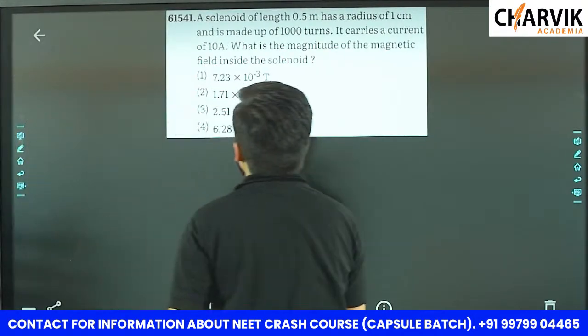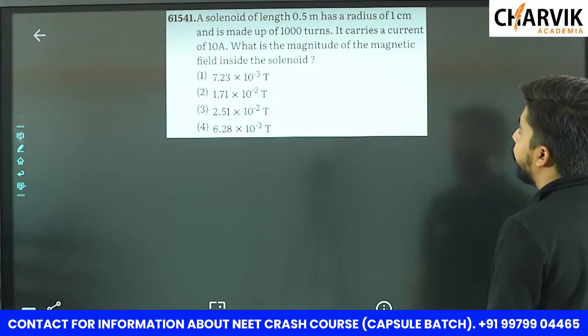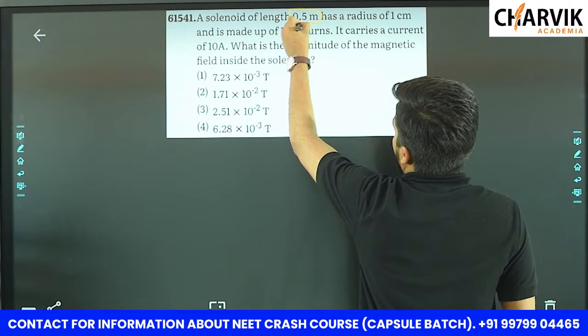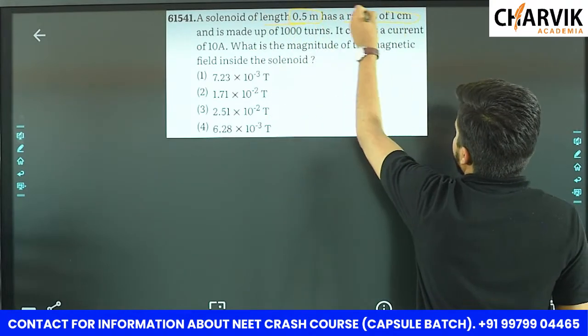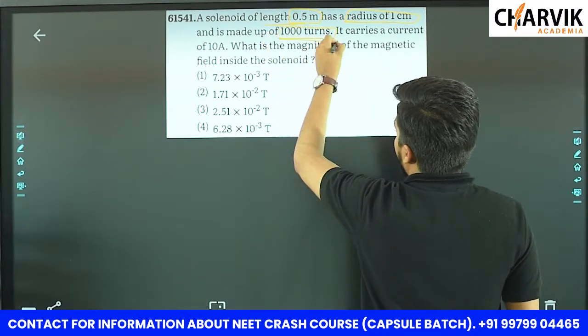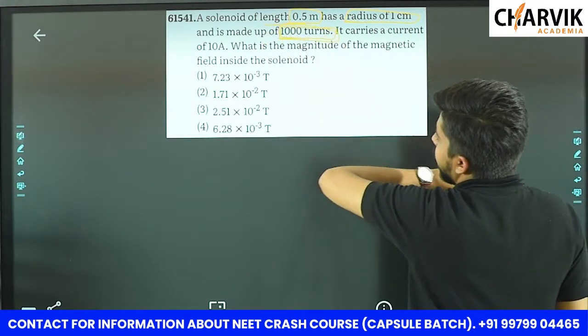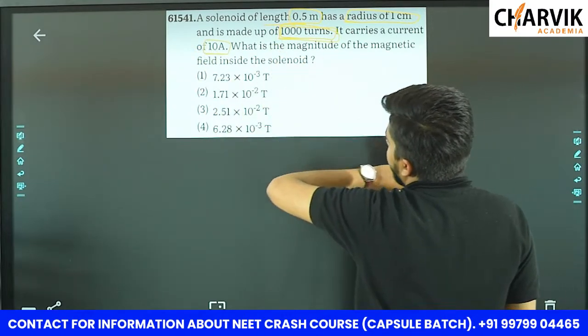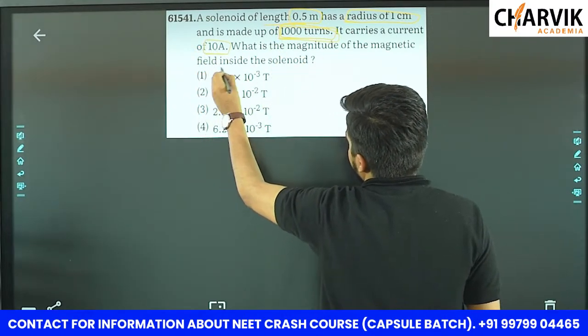Okay, so the next question says a solenoid of length 0.5 meter has a radius of 1 centimeter. Length is given as 0.5 meter. Radius is given as 1 centimeter. It is made up of 1000 turns. Total turns are given. It carries a current of 10 ampere. What is the magnitude of the magnetic field inside the solenoid?